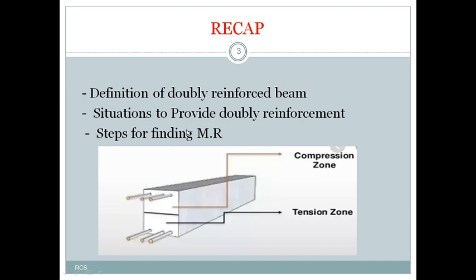So what are the situations for providing doubly reinforcement? As we know, Mu is greater than Mu limit. To increase Mu limit we have two choices. The first is to increase the depth, but sometimes we cannot increase the depth of the beam because of architectural constraints, or because of the headroom over it. So that option we cannot adopt in every case.